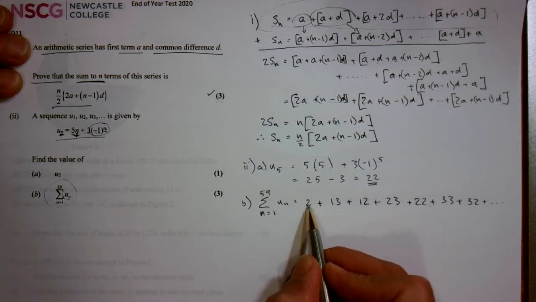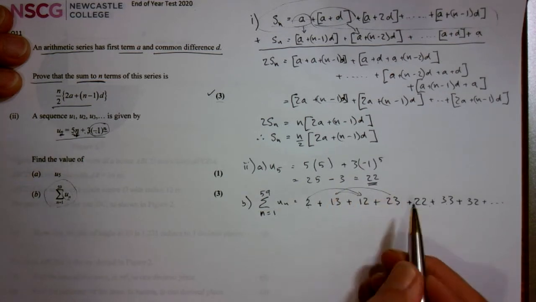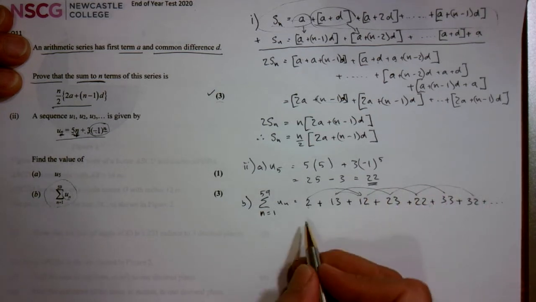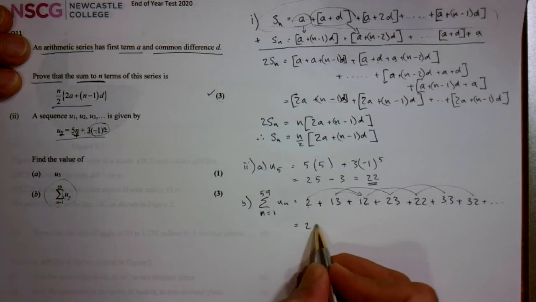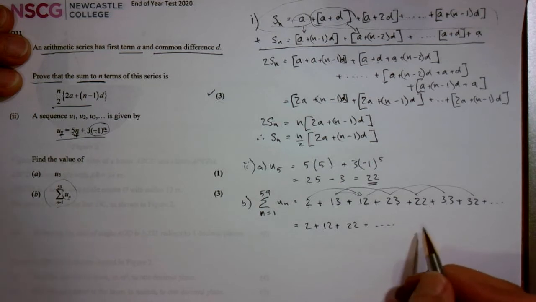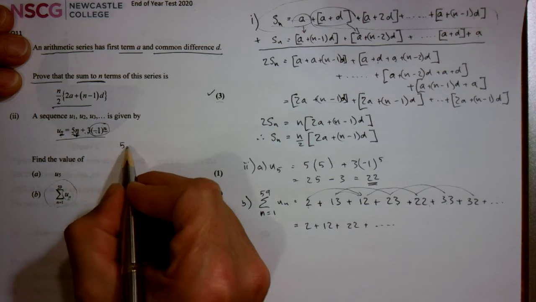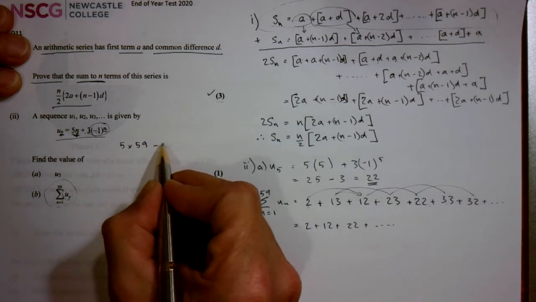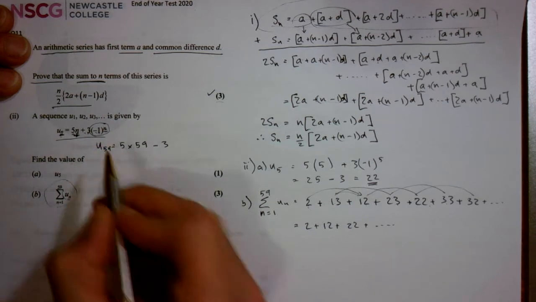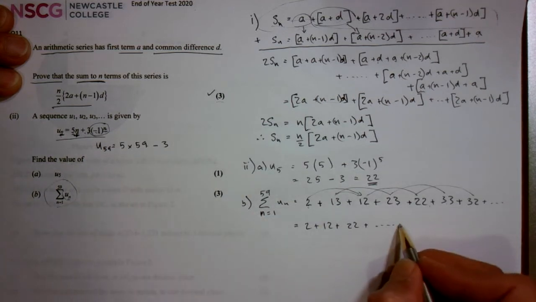I'm going to do 2, skip a term and add 10, take away 1, skip a term, add 10, skip a term, add 10, skip a term, add 10, skip a term, add 10. So I've got two sequences, if you like. So I've got 2 plus 12 plus 22 plus all the way up to my 59th term, which is an odd term. 5 times 59, take away 3, would be my U59. And 5 59s are 295. Take away 3 is 292.